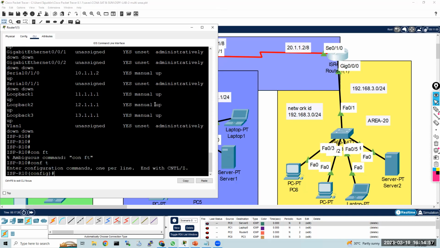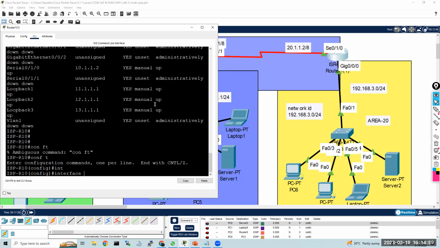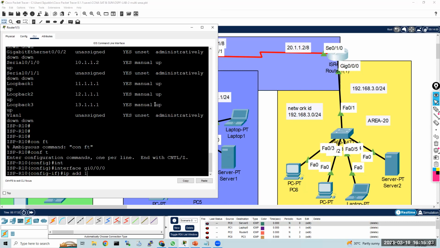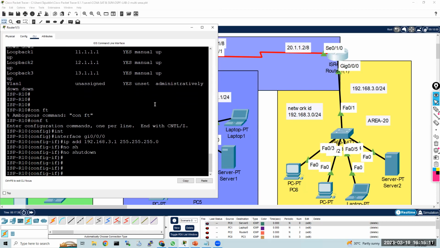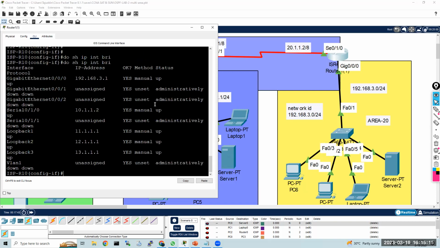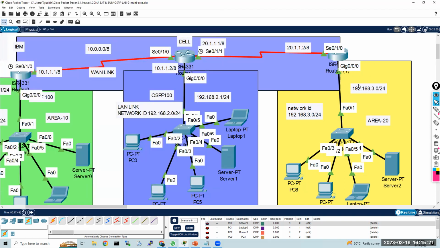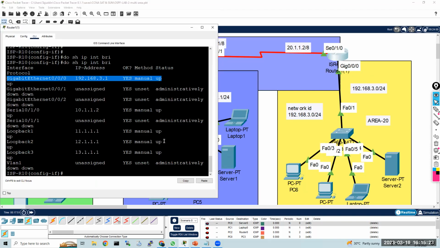So go to global configuration mode, interface gigabit 0/0/0, IP address 192.168.3.1. Okay, so I say no shut. Do show IP interface brief. So I removed that IP address, we have replaced it with 3.1 because this is my 3.1 network. Okay, loopback we'll do later.